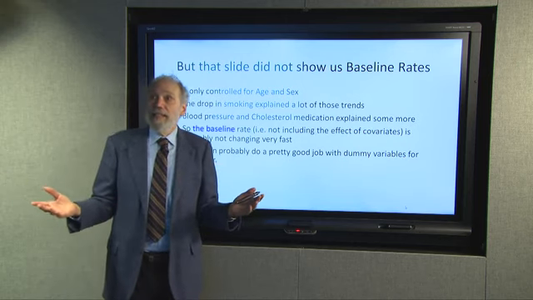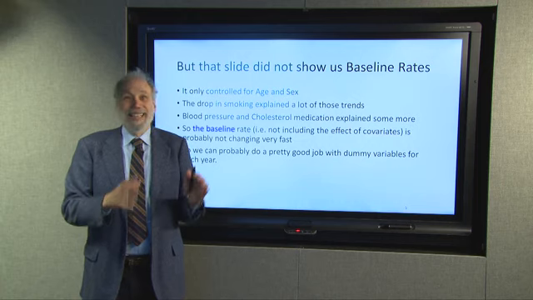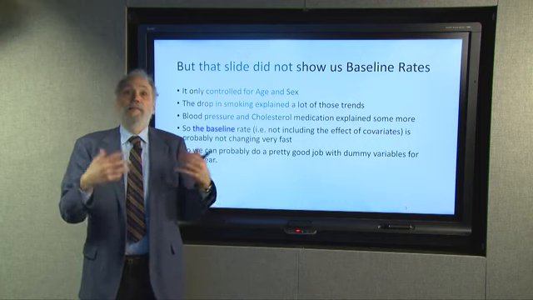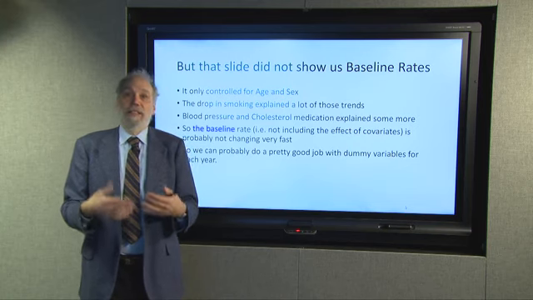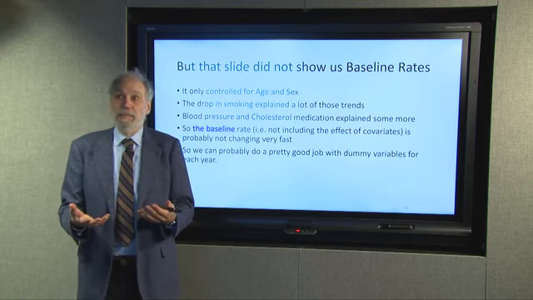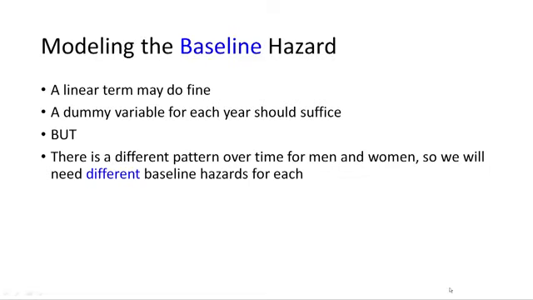So that wouldn't be a bad thing to do, although you don't see that many papers doing it, and that's because I think people haven't realized that you can use Poisson regression to do a survival analysis. Okay? But there is a different pattern, as you saw, over time for men and women. So we're going to need a different baseline hazard for each of them. Okay? And that's important to remember.